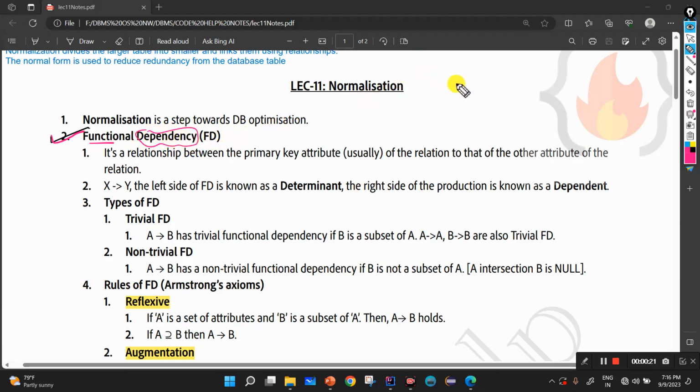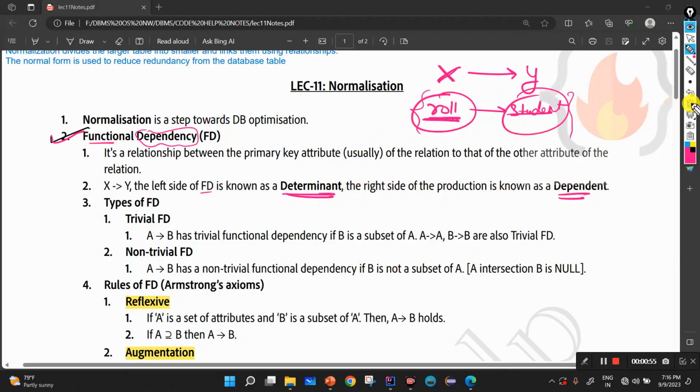Let's suppose there is X and there is Y, and with the help of X you can determine Y. This is nothing but a functional dependency. For example, there is a roll number, and you all know roll number is a primary key and roll numbers are unique. So with the help of roll number you can determine the student. This is a functional dependency. The left-hand side of an FD is known as the determinant, and the right-hand side is known as the dependent. So determinant and dependent. Got the point?